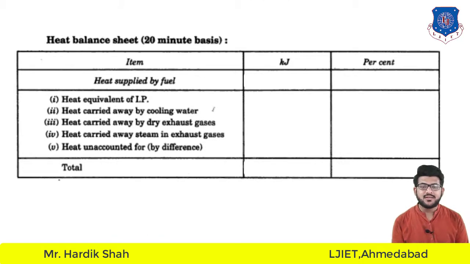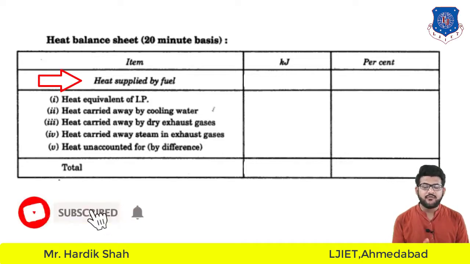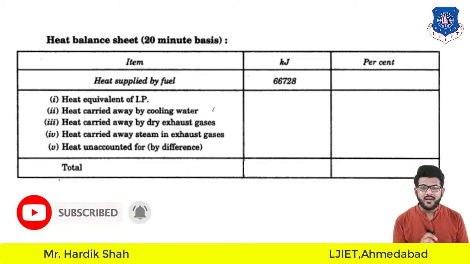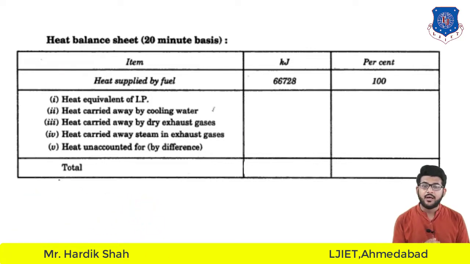Here I have given a simple table for the heat balance sheet method. First, we give the main heat supply, that was actually used by the fuel. So the fuel supply was 66,728 kilojoules. It was 100%, fine. It was actually utilized in the formation of the IP, thereafter cooling water, exhaust gases, steam gases and unaccounted losses.